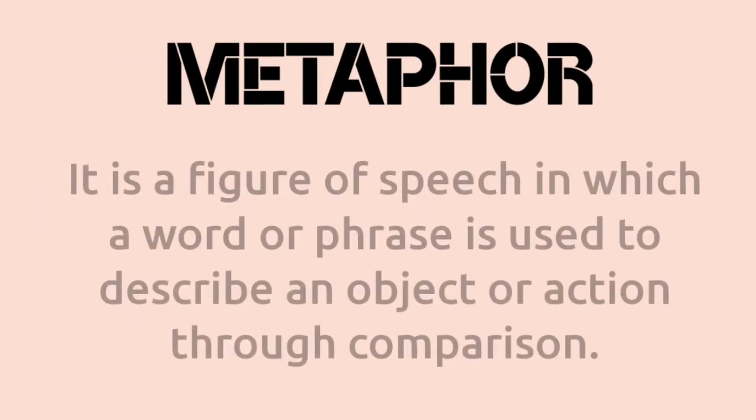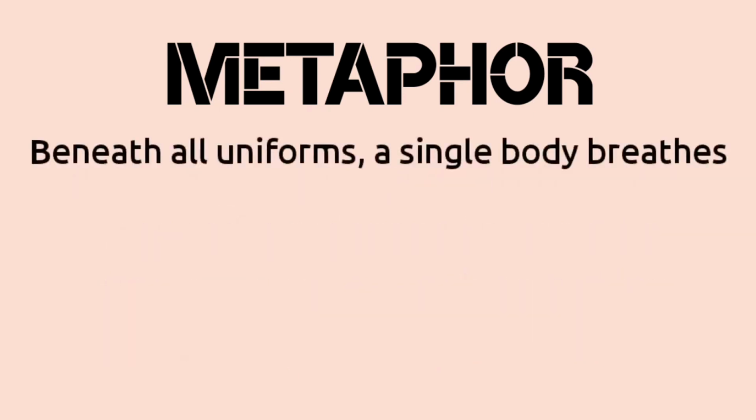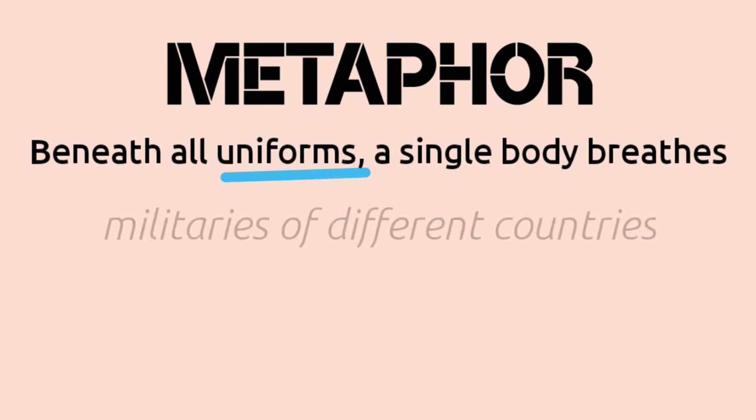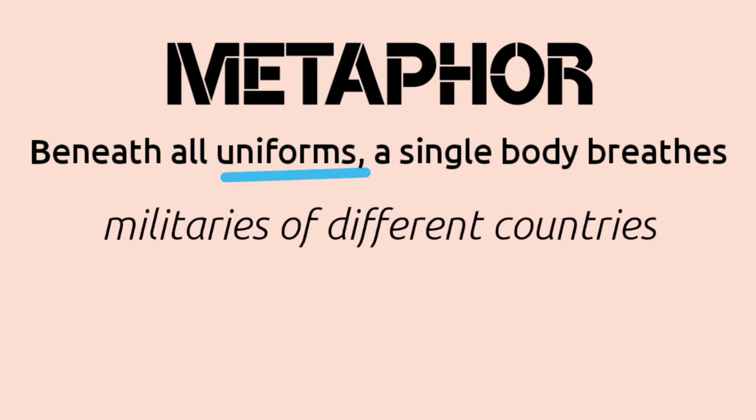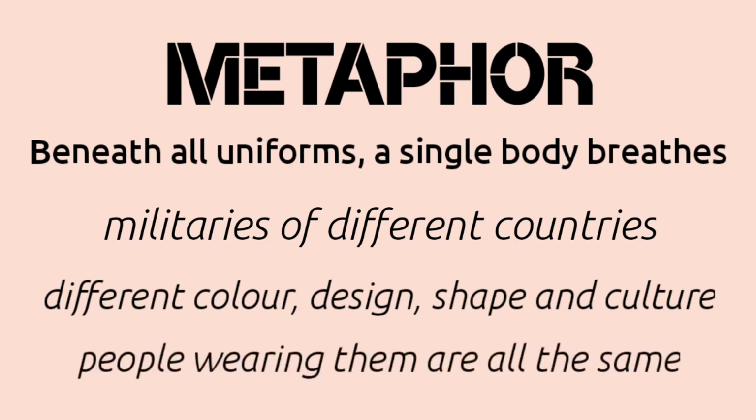Then the poet has also used metaphor. Metaphor is a figure of speech in which a word or phrase is used to describe an object or action through comparison. So when the poet says, "Beneath all uniforms a single body breathes," here, uniforms basically stands for militaries that different countries in the world have. These uniforms may have different color, design, shape and culture, but people donning them are the same anywhere in the world.